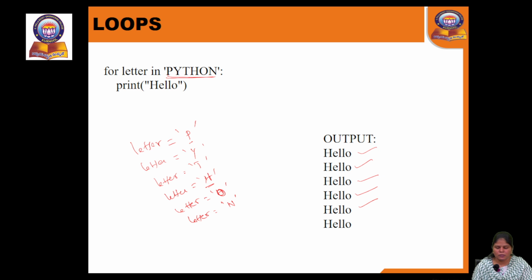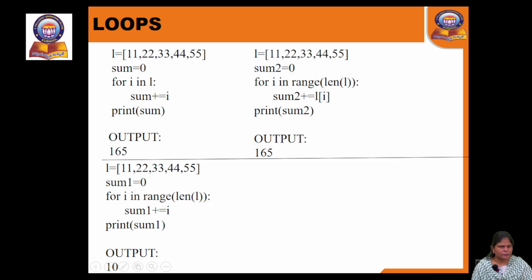right? So that means n is a part of Python, so the condition is true, so it will print hello here. Now all the characters in Python have been completed, so the sequence is exhausted and it comes out of the loop. So how many characters do we have in Python? 6 characters, so it has printed hello 6 times. Like this we can write the loop using the for, right?